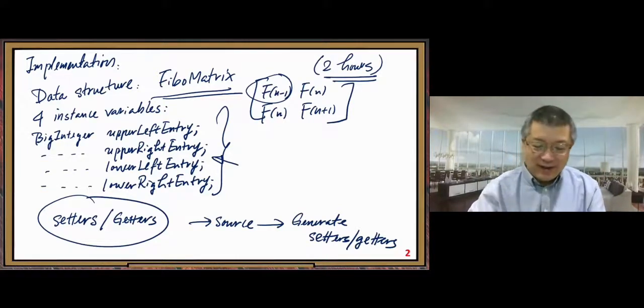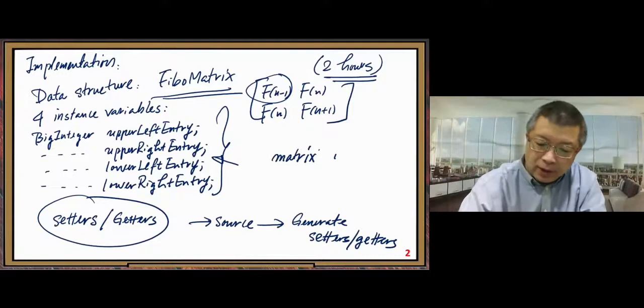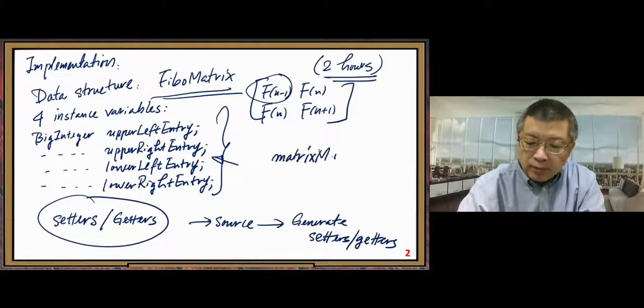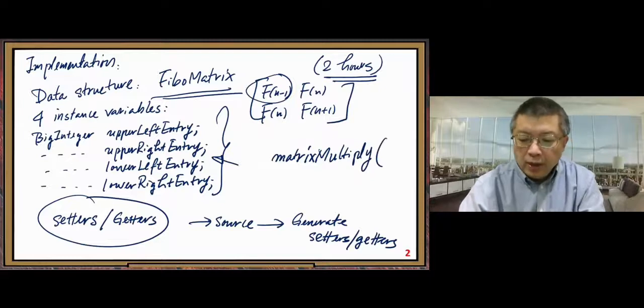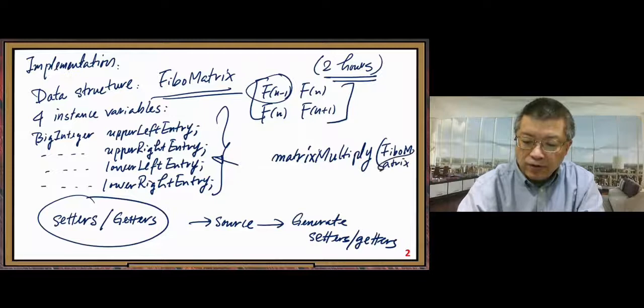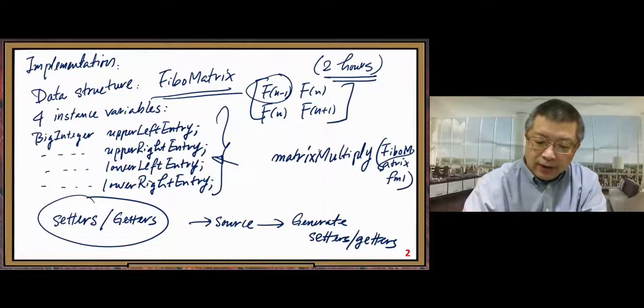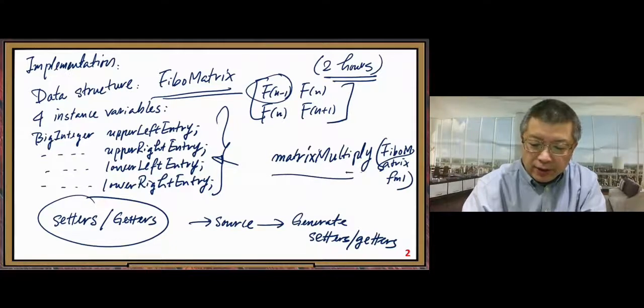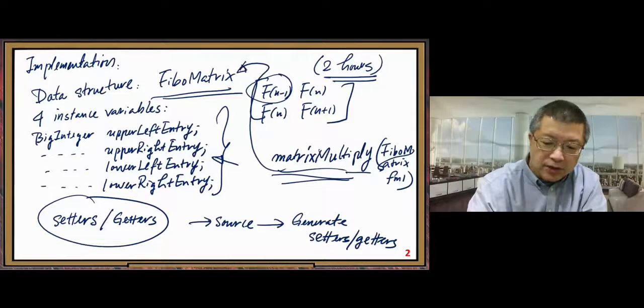So we have that. Implement, suppose we call it a method. Let's call it matrix multiply. You need a parameter, right? So that FIBO matrix, FM1.